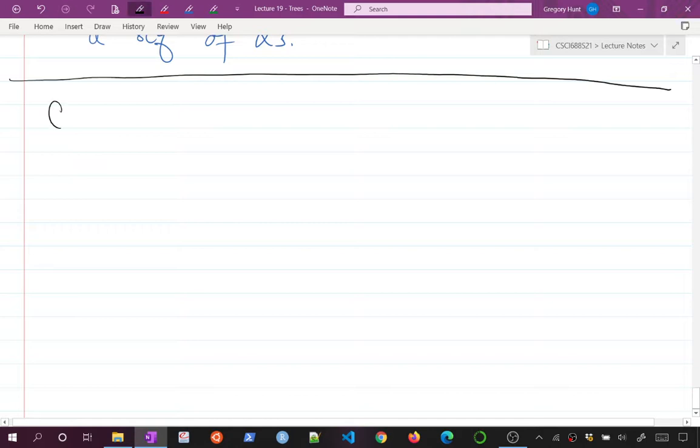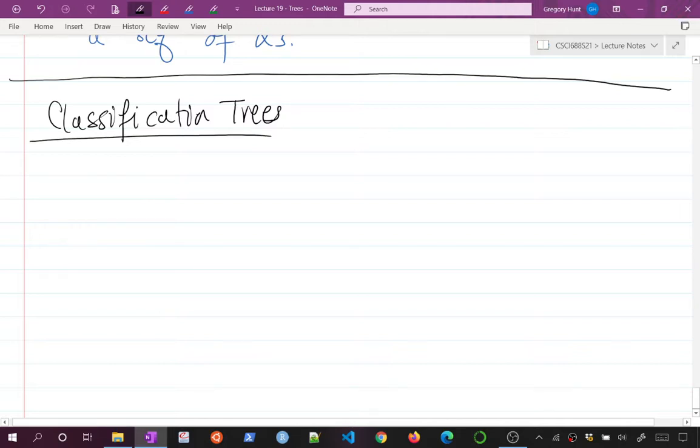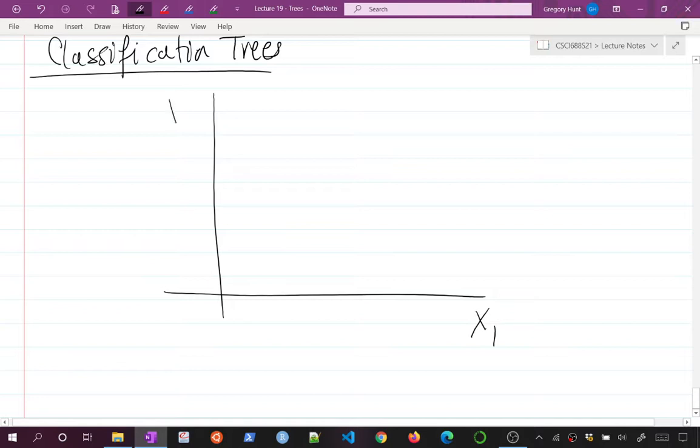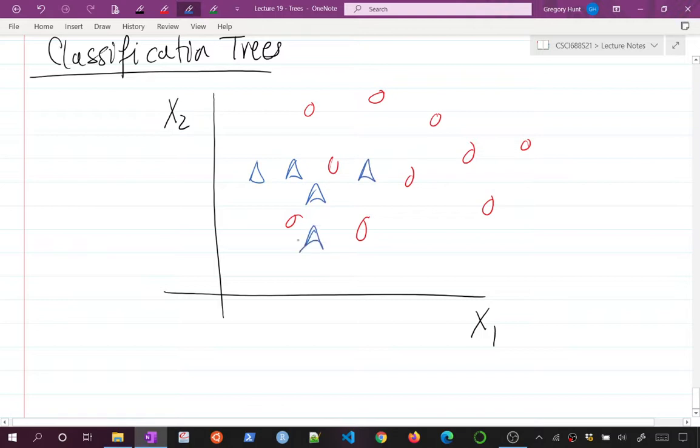So before ending the lecture, I just want to talk briefly about classification trees, because this whole discussion so far has been about regression trees, but classification trees are not much more complicated. Here's my example. I have x1 and x2, and some of my training y's are red circles, and then I also have some blue triangles. Maybe this is what my training space looks like.